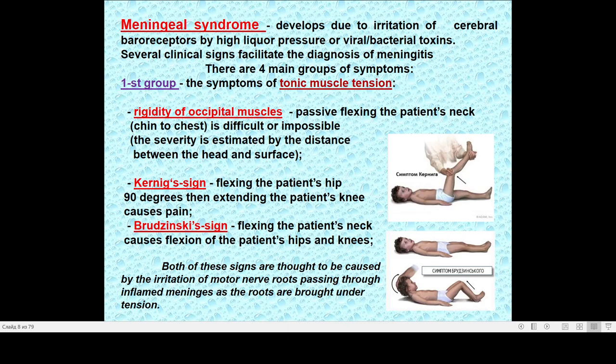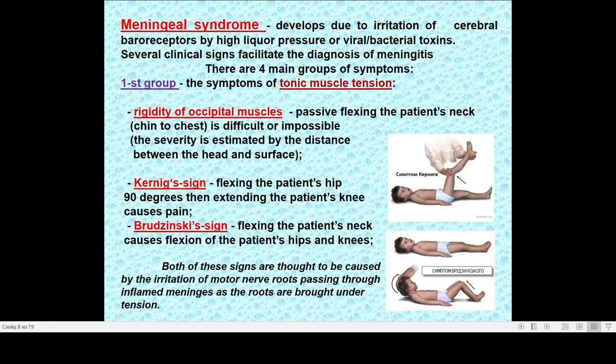Meningeal syndrome develops due to irritation of cerebral baroreceptors by high liquid pressure, or due to irritation of these receptors with viral or bacterial toxins. Several clinical signs are included in this syndrome, and all of them may be subdivided into four groups.